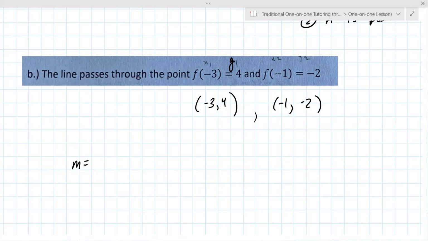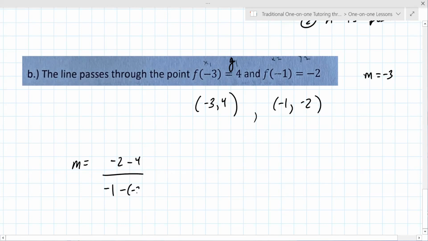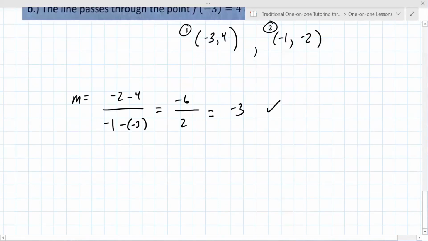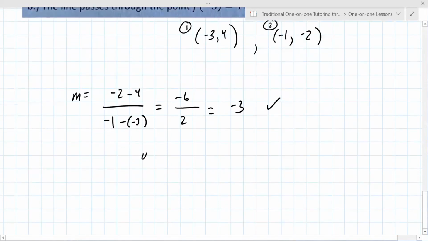I guess it would be -6/2, which then becomes -3. So your answer is the slope is -3. All right, so let me work this out here. So I get -2 minus 4 over -1 minus -3, which is -6/2, which is -3. Very good. So do you see you have 2 points here? Yes. Okay, so there are two point slope equations that you can write.